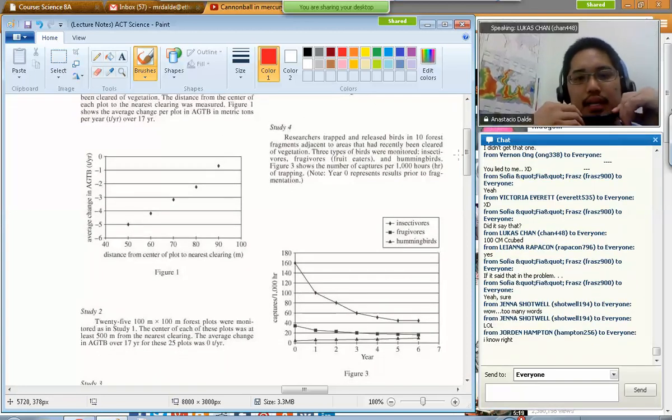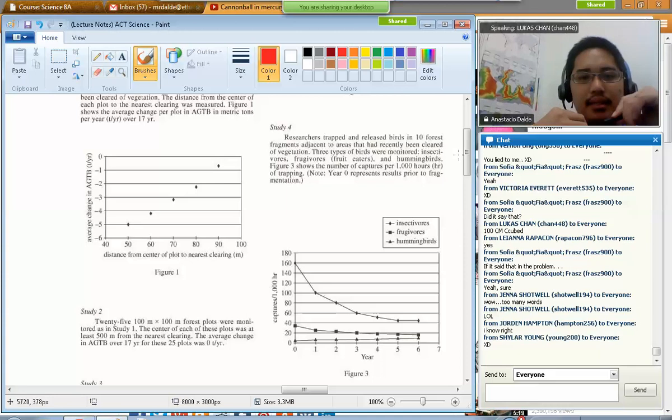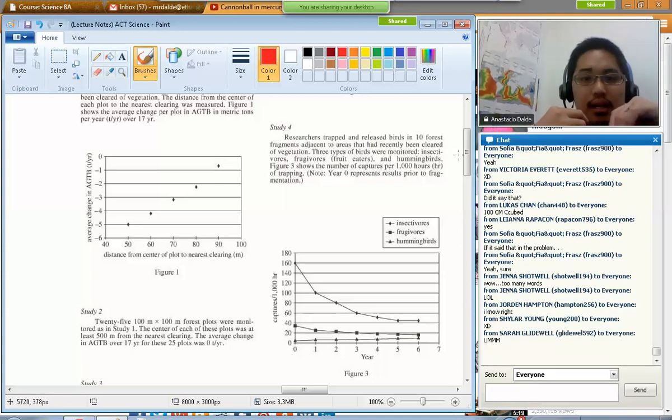Study 4: researchers trapped and released birds in 10 forest fragments adjacent to areas that had recently been cleared. The insectivores, the frugivores, those are fruit eaters, and the hummingbirds. Figure 3 shows the number of captures per 1,000 hours of trapping.